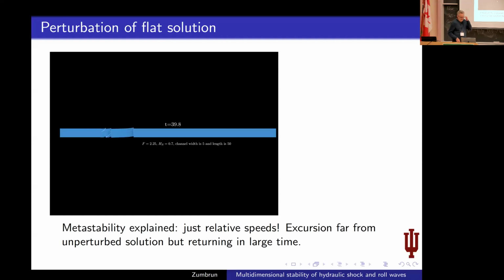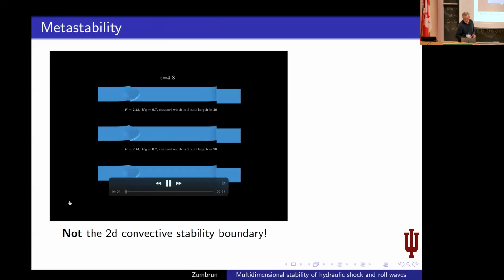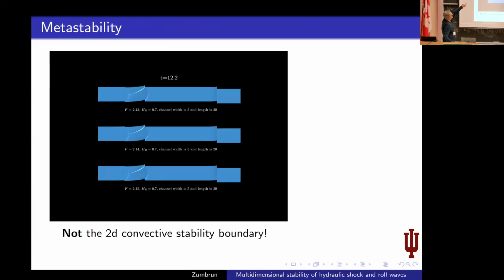I think I missed one. Let's go back. Yeah, okay, this is the one. Okay, so these are values of F. I don't know if you can read that. F equals 2.13, 2.14, and 2.15. 2.14 is what we found to be the bifurcation point. The 2D convective stability boundary is something like 2.06. It's not that close to this.